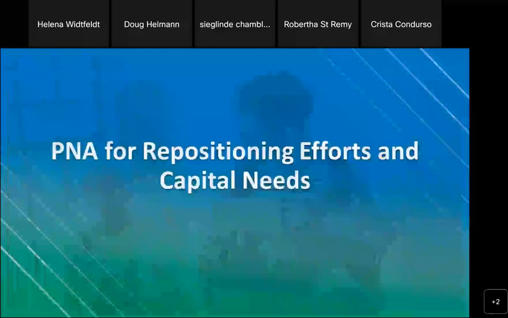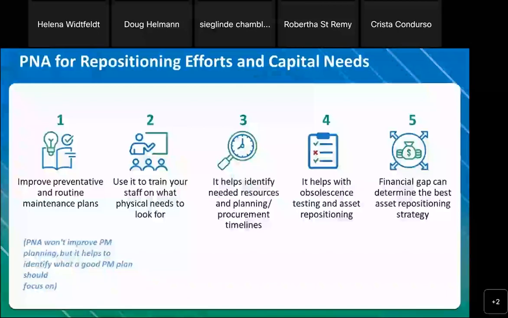Next slide. All right. PNA for repositioning efforts, since RAD, of course, is the buzzword of today in the alphabet soup. So again, as a reminder, PNAs won't improve your project management planning, but it helps with good project management plans that provide a focus. So as you see, we've talked about improving routine maintenance plans. We talk about being able to use this tool to train your staff, identifies the needs that you need.